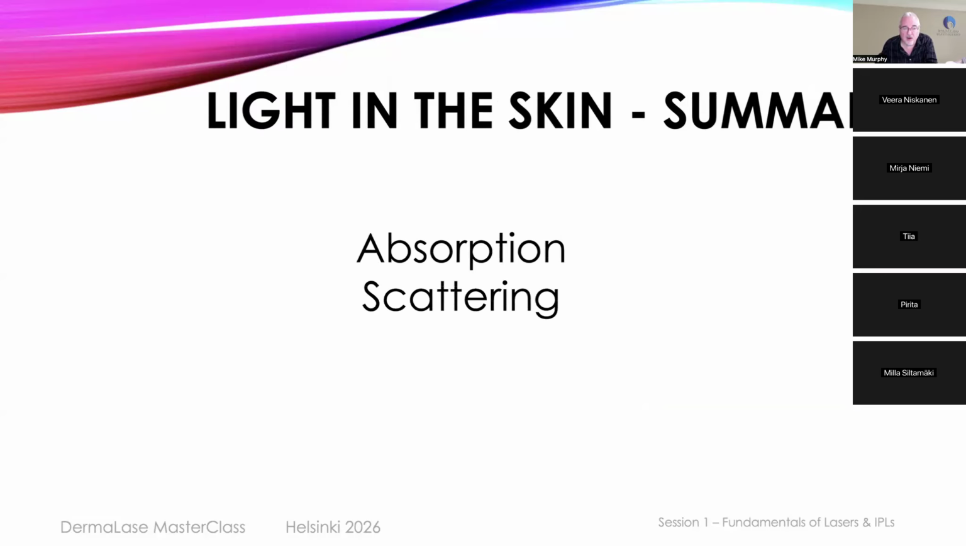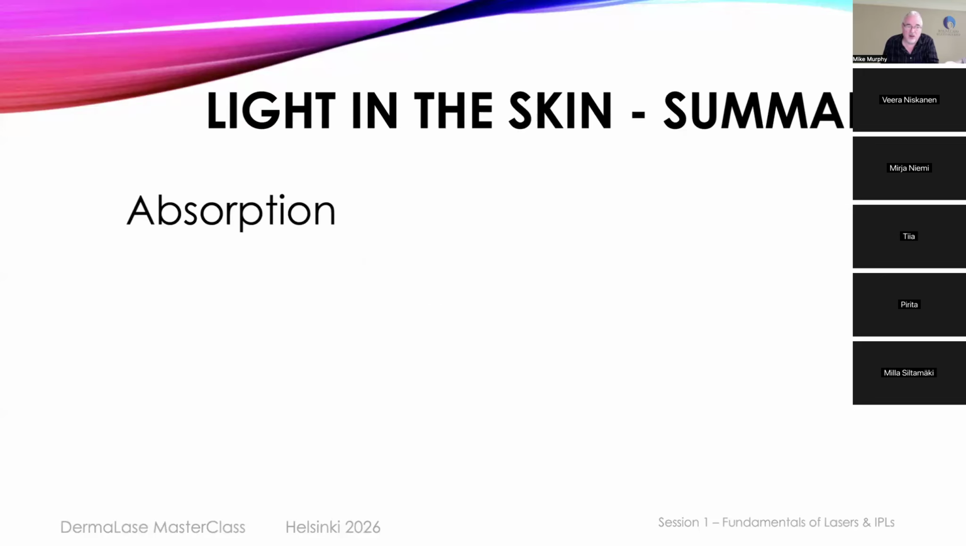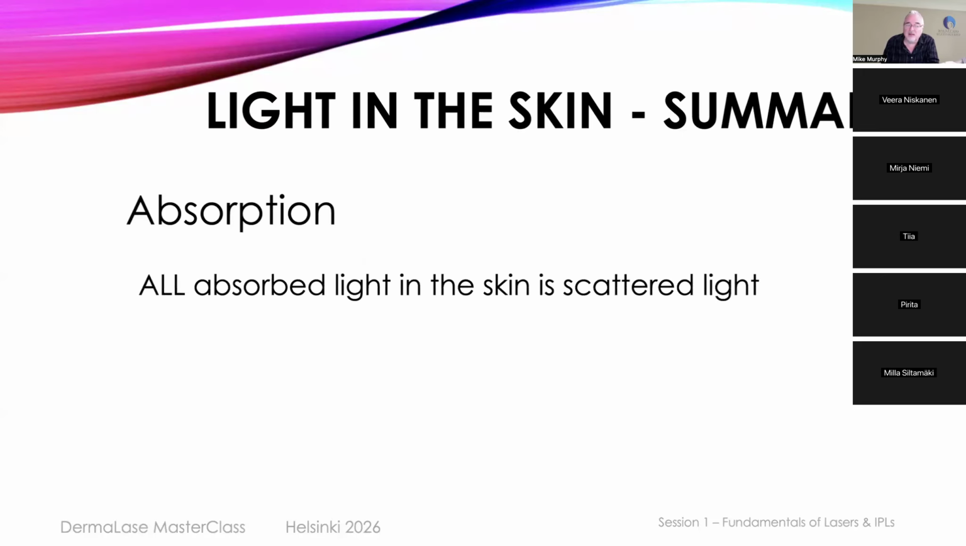Scattering, and you now know how important scattering is. Scattering causes all kinds of issues and problems and reduces the fluence as you go deeper into the skin. Backscattering is when we lose all that energy when it comes back out of the skin surface. Not great at all. Absorption is eventually any light that's in the skin that is absorbed is scattered light.